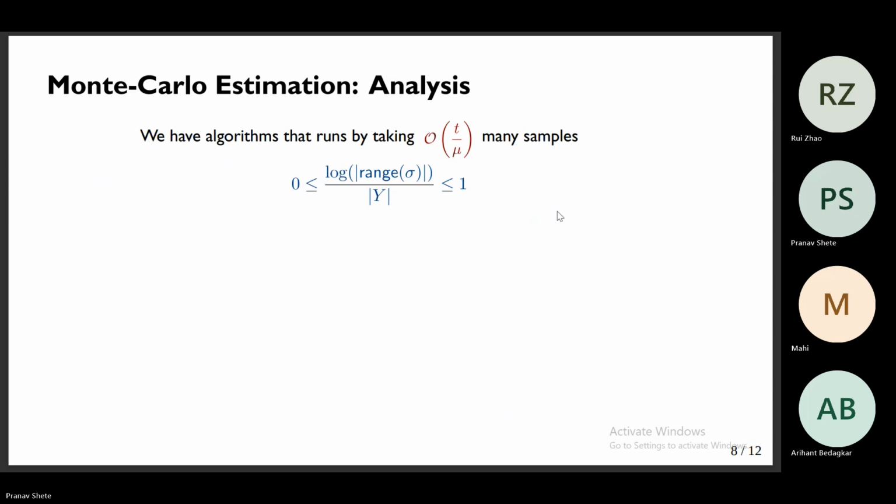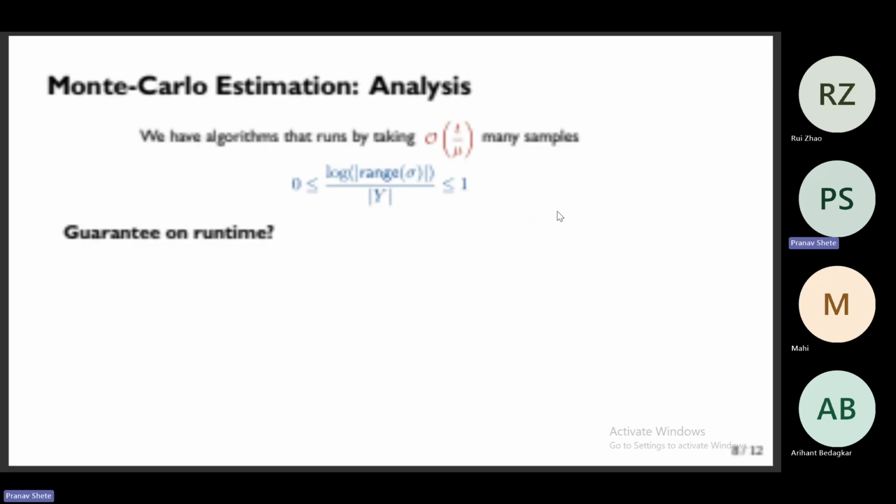So we have the algorithm that takes order of t by mu many samples, but the problem here is we do not know the value of mu. The mu is the value that we are trying to calculate. And our random variable can go as low as 0. So we do not know how many samples we need. So can I get any guarantee on runtime?